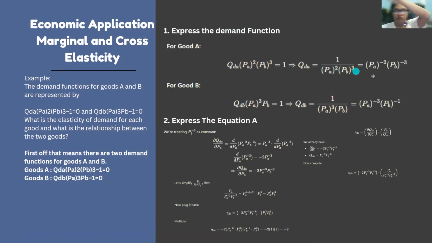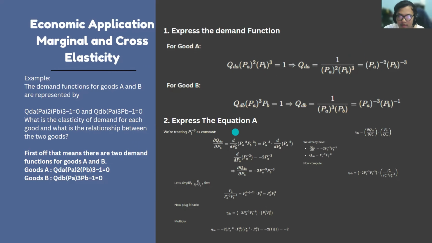So first off, we need to express the demand function. For good A, we got QDA PA times 2 PB times 3 equals 1. To answer this, all we had to do was make the 1 as a fraction: 1 per PA power 2, PB power 3. We can raise both of these PA and PB to the top. That means the power becomes negative. Same for good B. Okay.